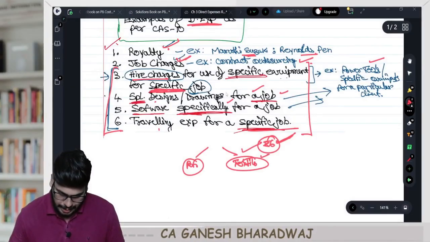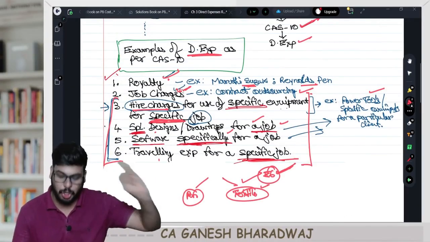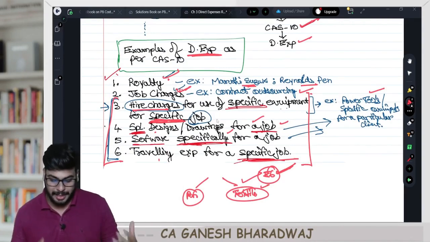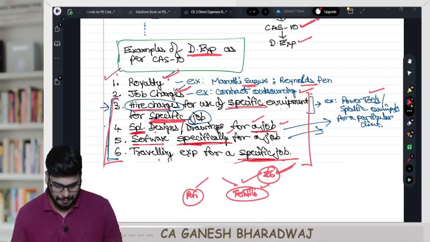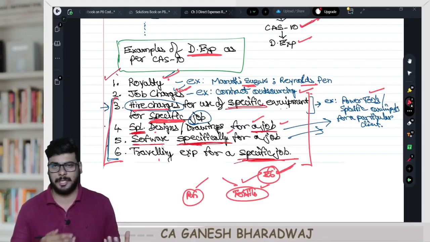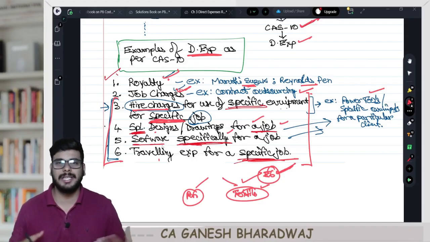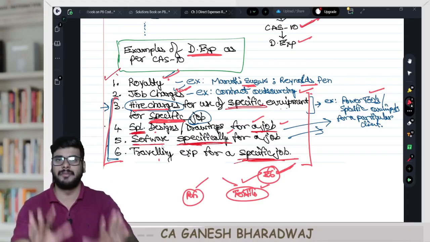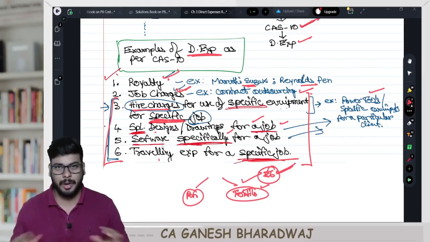The first thing is that royalty payments, job charges, and your hire charges for specific equipment, your special design drawings, your software specifically for a particular job, the traveling expenses for a specific job, these are all ideally the costs that come under the category of direct expense. And with this, we have revised this chapter, a very small chapter. Clear with this, guys? Right?